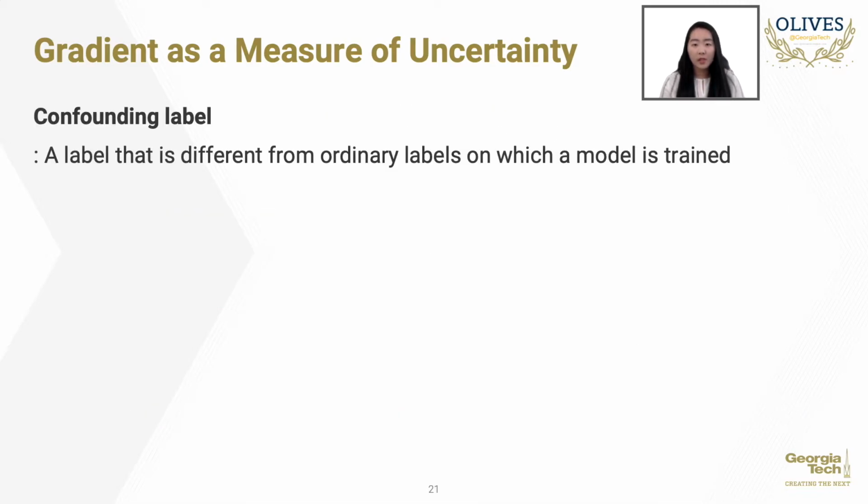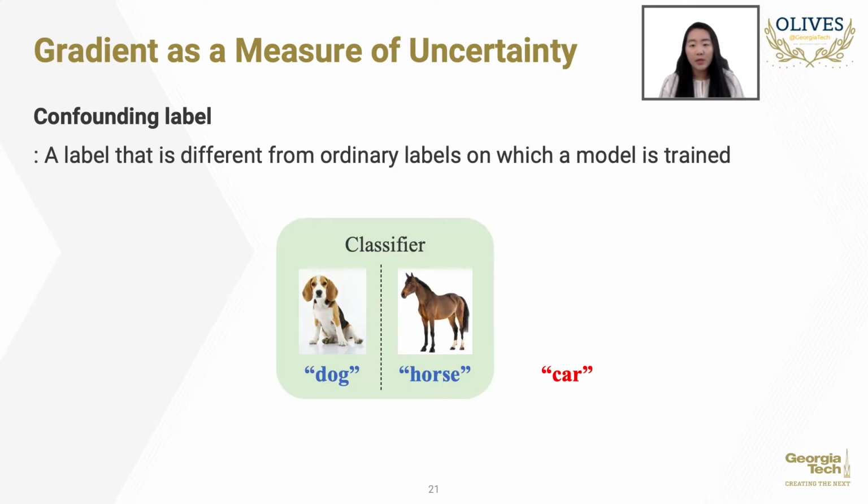So we introduced this concept of confounding label. A confounding label is a label that is different from ordinary labels on which a model is trained. So for example, in this scenario, we can think of the label car as the confounding label since the model is only trained for dog and horse.